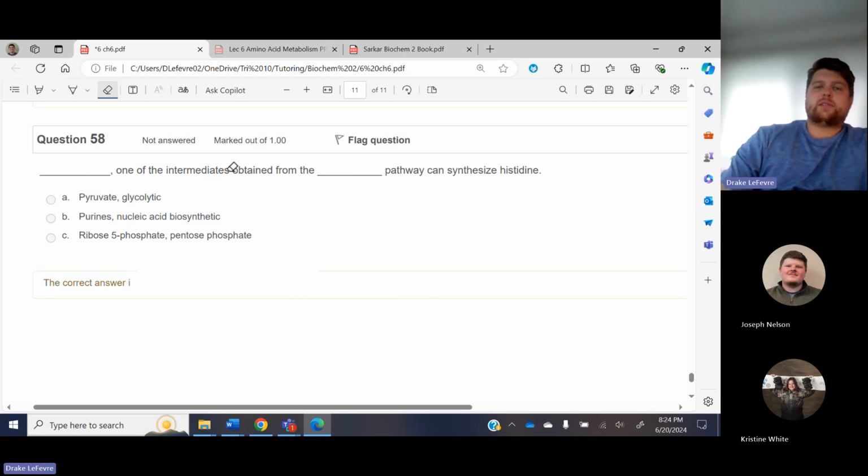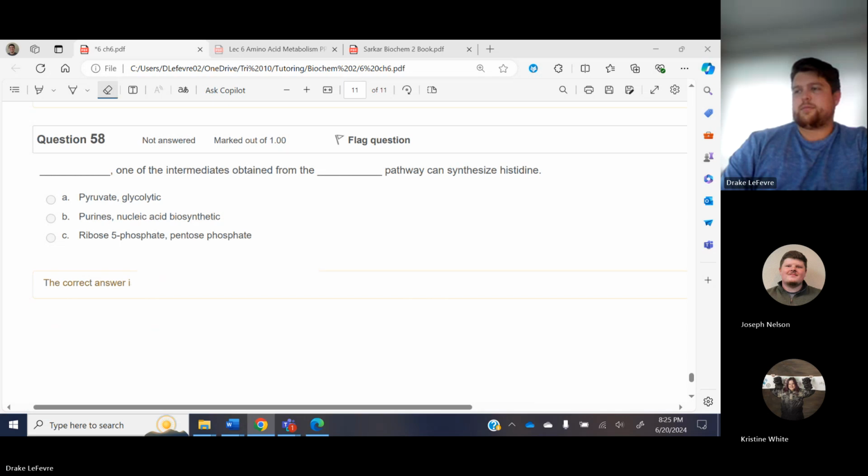Blank, one of the intermediates obtained from the blank pathway, can synthesize histidine. Histidine, if we remember, what does histidine sound like? Which of the amino acids does it sound like? Purine.